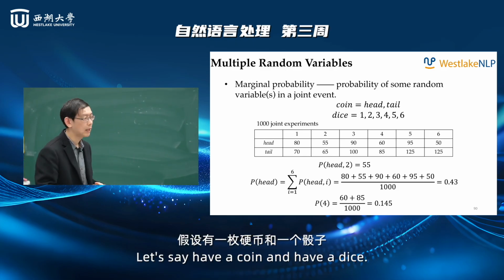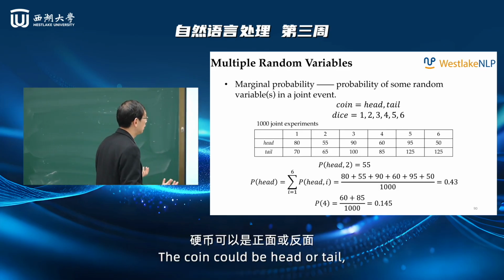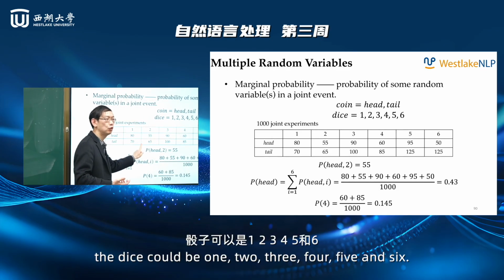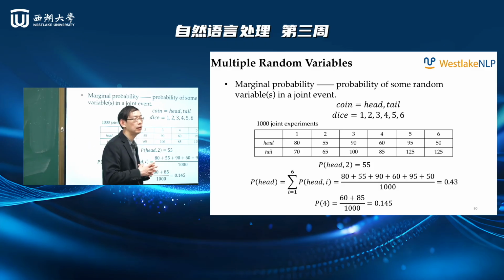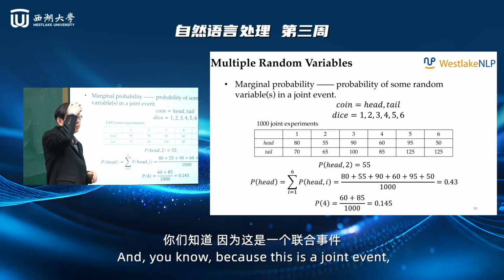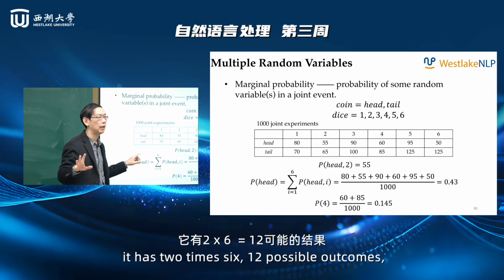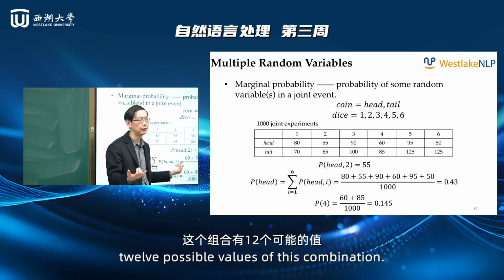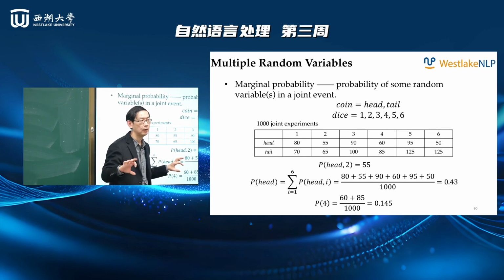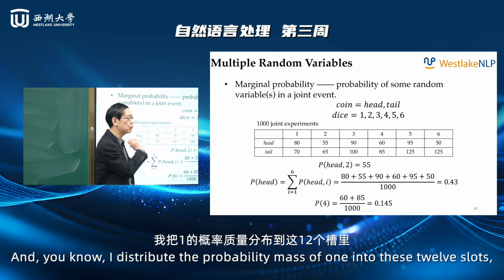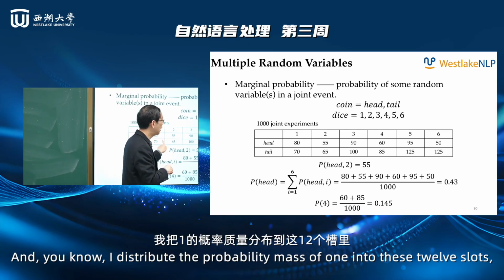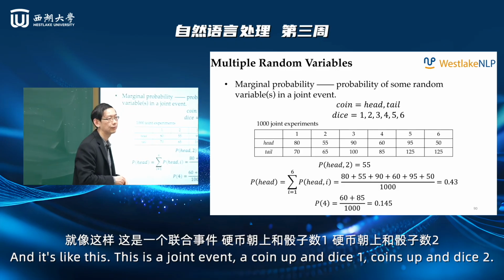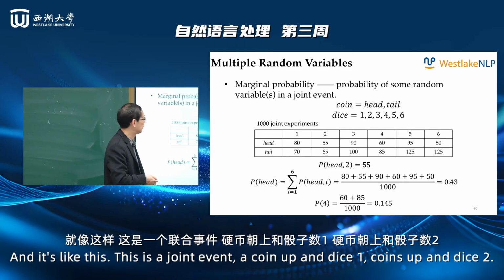Let's say I have a coin and I have a dice. The coin could be head or tail. The dice could be 1, 2, 3, 4, 5, and 6, right? And you know, because this is a joint event, it has 2 times 6, 12 possible outcomes, right? 12 possible values of this combination. And you know, I distribute the probability mass of 1 into these 12 slots, okay? And it's like this. This is a joint event, okay?